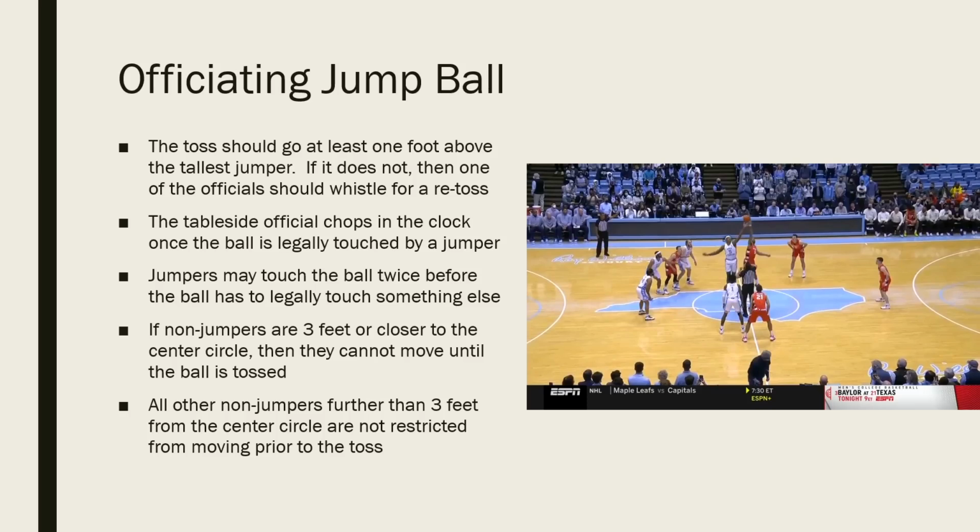Jumpers may touch the ball twice before the ball has to legally touch something else. So let's clarify this. Either jumper can touch the ball twice consecutively before the ball has to touch something else. If non-jumpers are 3 feet or closer to the center circle, then they cannot move until the ball is tossed. All other non-jumpers further than 3 feet from the center circle are not restricted from moving prior to the toss.